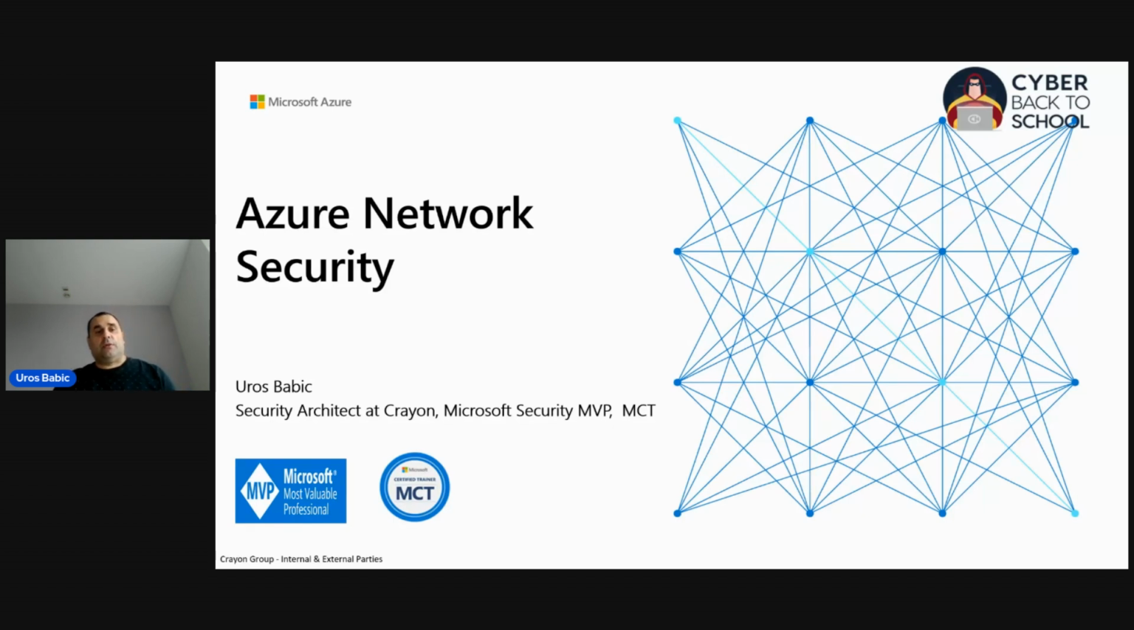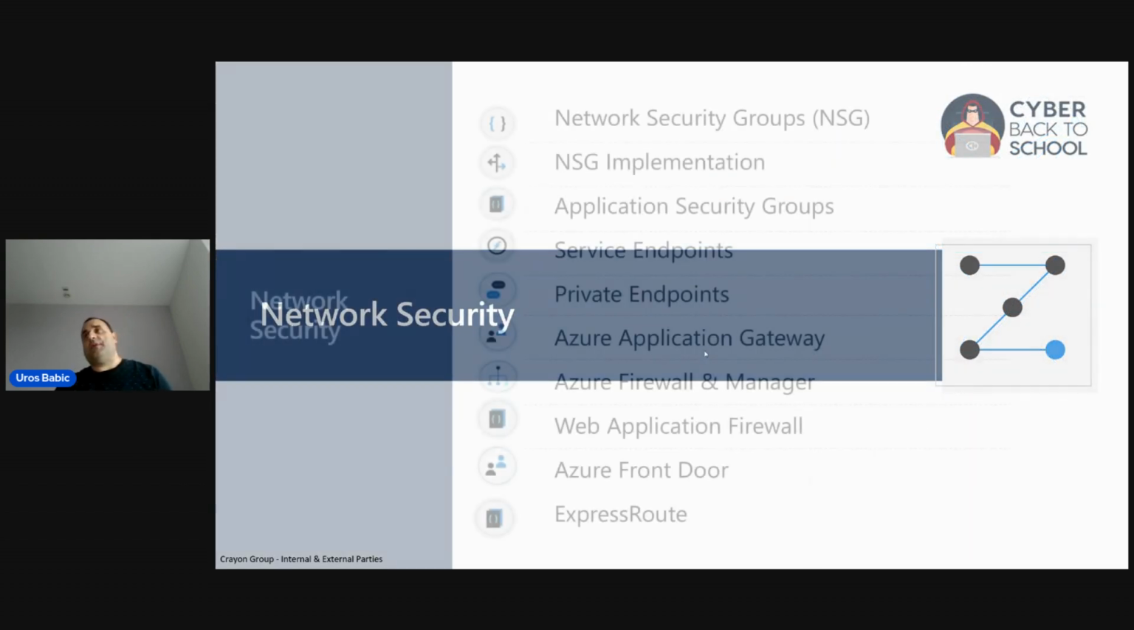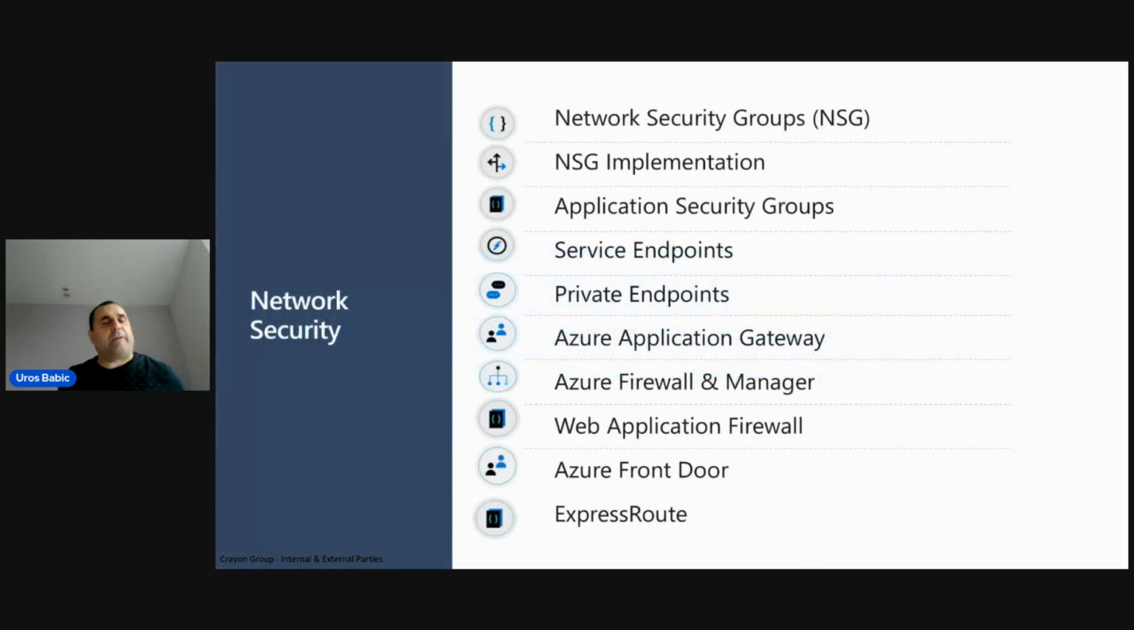In this session today we will discuss Azure Network Security features, and you can see in the agenda we will discuss network security groups, and how a network security group is implemented. We will discuss application security groups and what the difference is between network security groups and application security groups. We will discuss service endpoints and private endpoints, Azure Application Gateway, Azure Firewall Manager, how we deal with the web application firewall, how we deal with Azure Front Door and ExpressRoute.